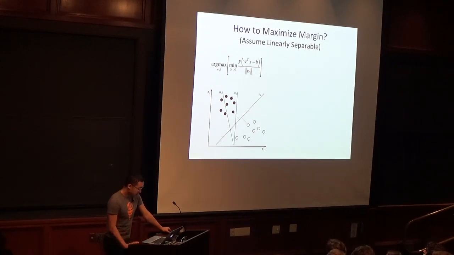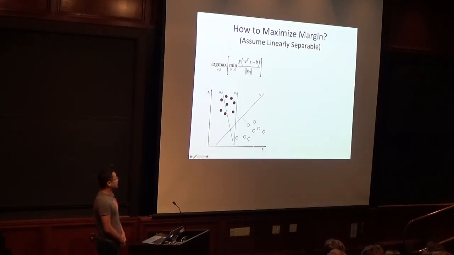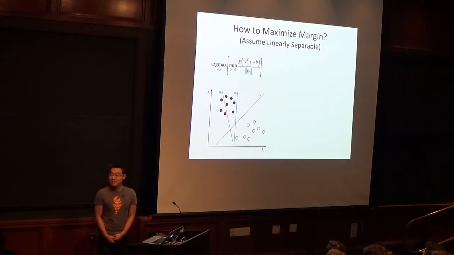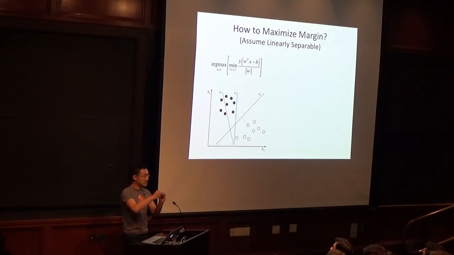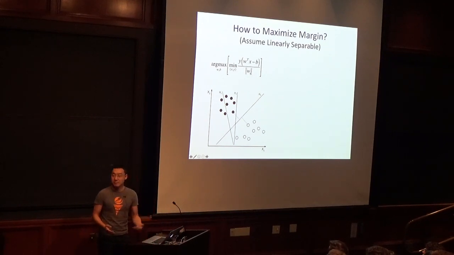So there are some interesting aspects of this particular optimization problem. First of all, there's an infinite number of solutions. I can multiply W and B by a factor of 10, and I get the exact same solution. I can multiply W and B by a factor of 0.000001, and I get the exact same solution. So there's a subspace of infinite equivalent solutions. Ignore B for now. I can multiply W by 10, and the denominator also increases by a factor of 10. So they're all equivalent.